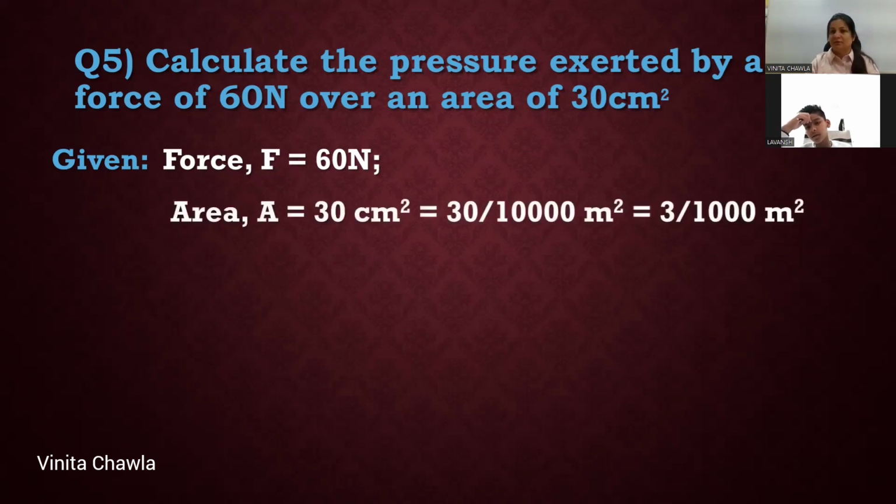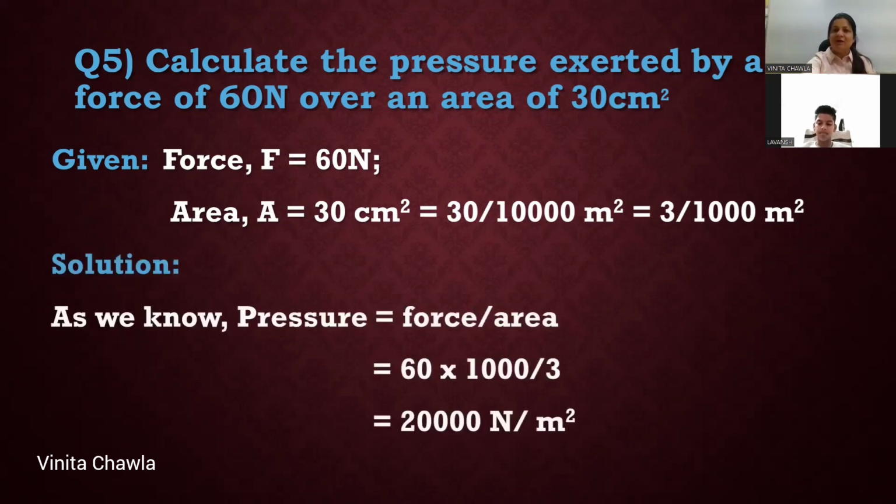30 by 10,000. If it is not clear, I can elaborate this. Now it's clear. In 1 centimeter square, we have 1 upon 10,000 meter square. Here we have 30 centimeter square, so it's 3 upon 1,000 we can write now.